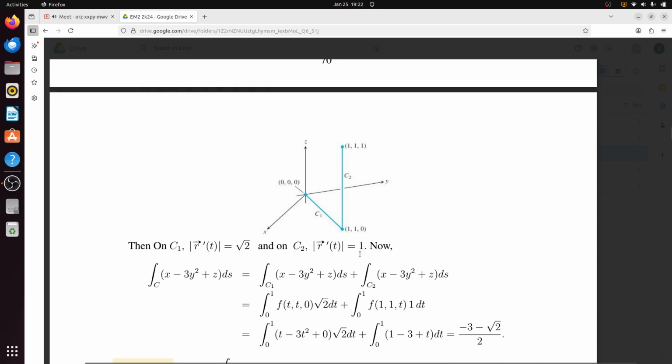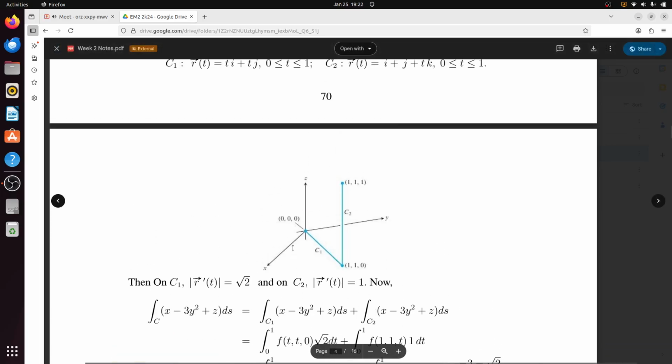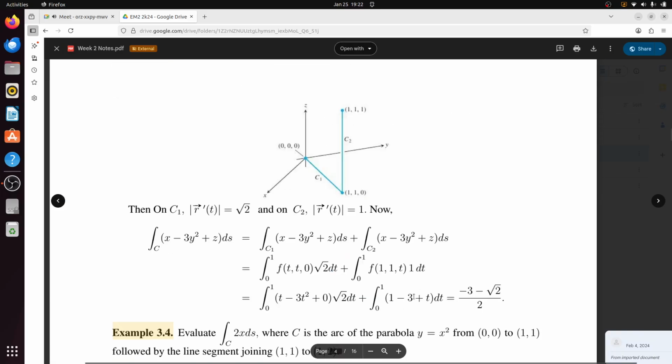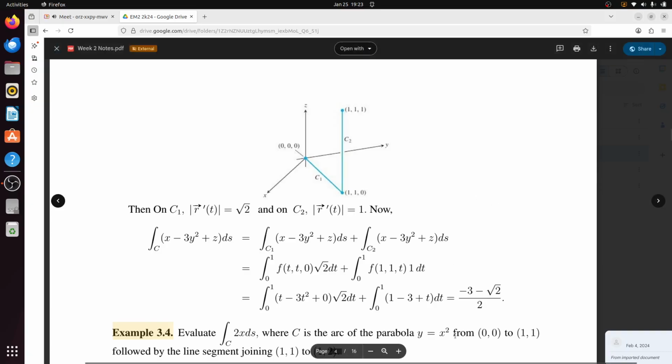So here your f becomes f(1, 1, t), and this ds will be square root of (d1/dt) equal to 0 plus (d1/dt) equal to 0, plus dt by dt equal to 1. So square root of 1 is again 1. So integral 0 to 1 of f(1, 1, t) times 1 dt. Now you put 1 1: x square minus 3y square, it becomes 1 minus 3, plus z equal to t, so minus 2 plus t dt. Just that's it, done.